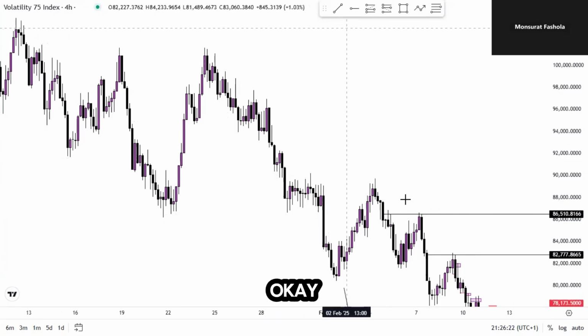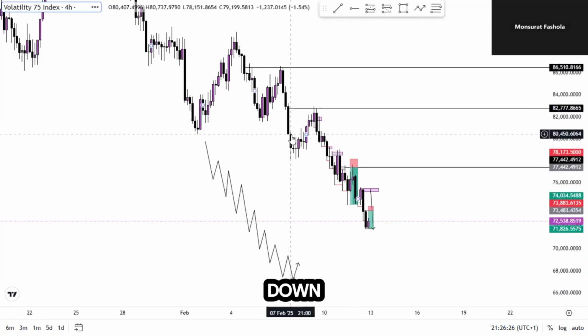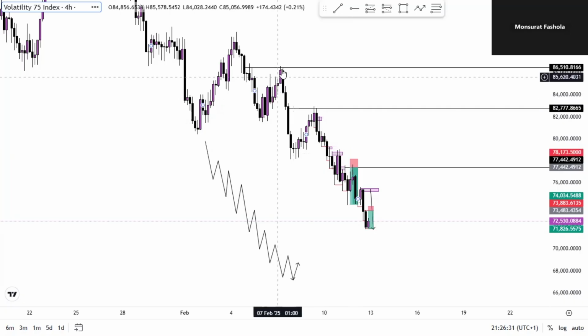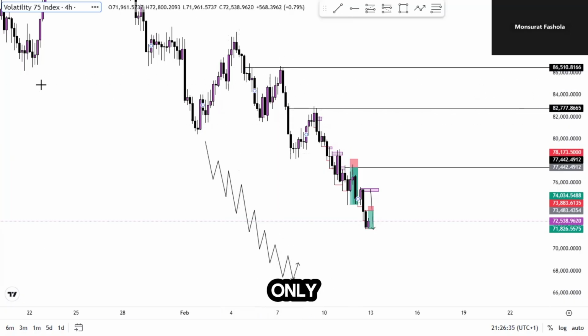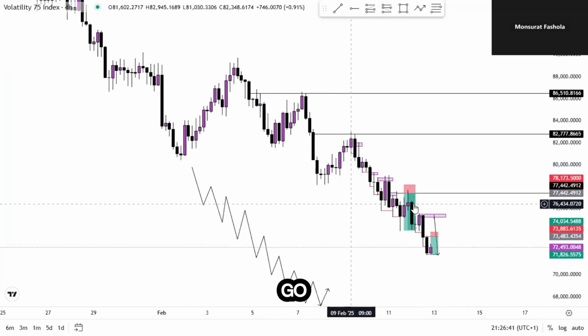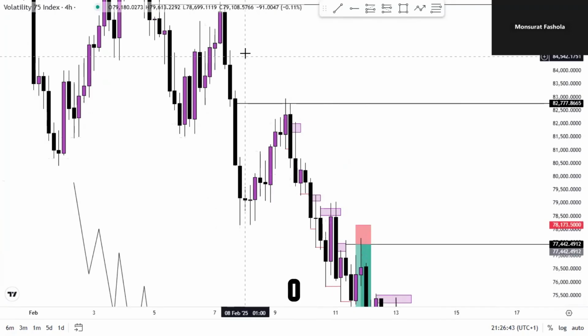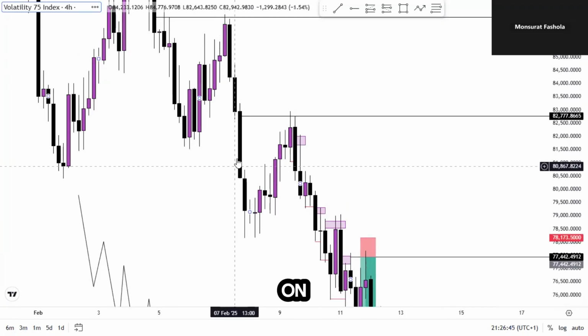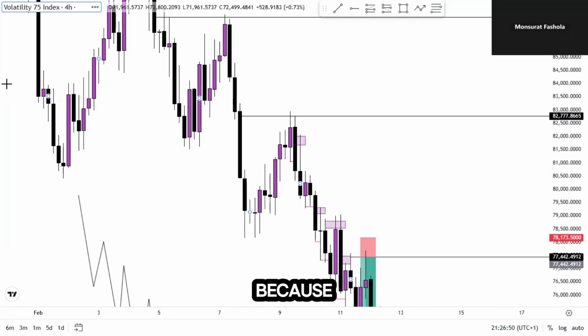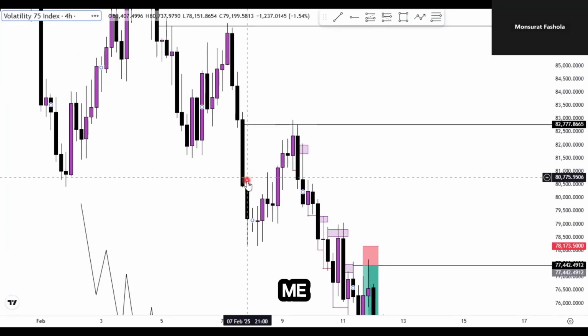If I see that price is coming all the way down, this straight line, this bearish candle, and imagine I meet the market price on this candle, there's no need for me to hop into the market to join the sell, because the sell has gone far.